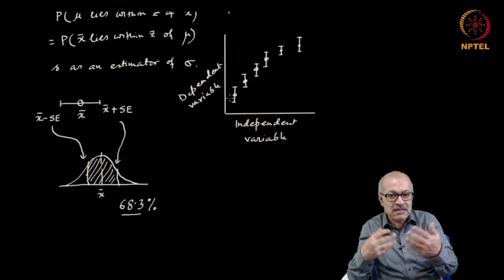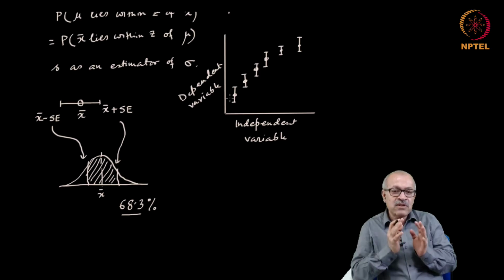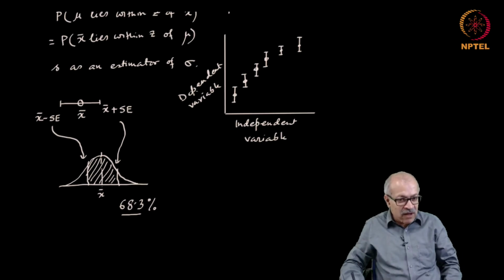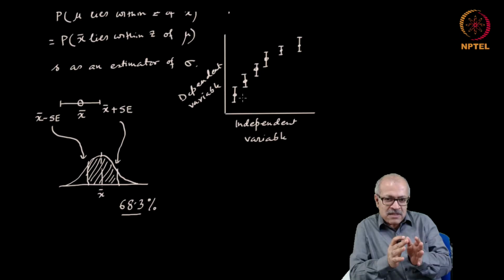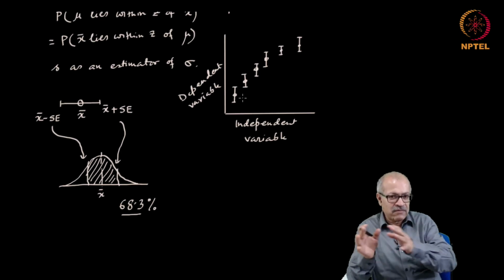And what does that error bar signify? It signifies that you are 68.3% confident that the actual value of the dependent variable for that independent variable will lie within this range. So, with 68% confidence you will state that. That is the meaning of the error bar. Now, you might say that 68.3% is not a very large extent of confidence. Yes, surely we will have to deal with that.